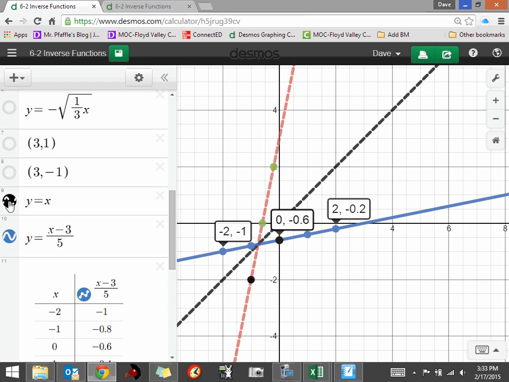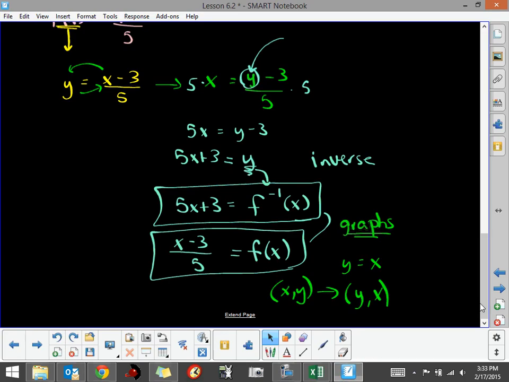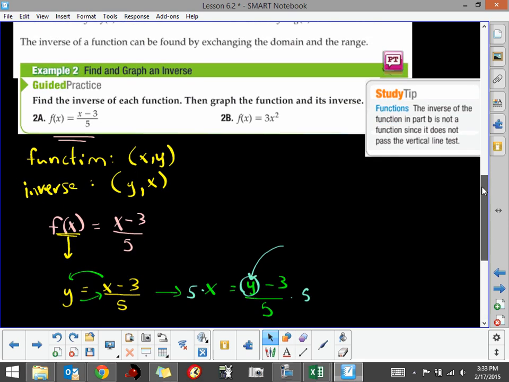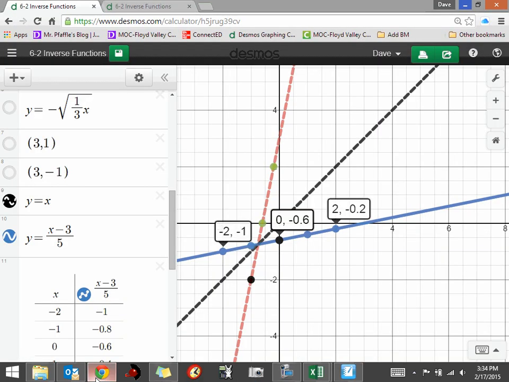And if I put the line y equals x in there, you can see how these points get reflected across the line y equals x. So there's some graphical evidence of what they are, so we're going to go back to what they asked us to do in this problem. They said find the inverse function. We just did. And then it says then graph the function and its inverse, which I showed you the graph of, and it's symmetrical to the line y equals x.